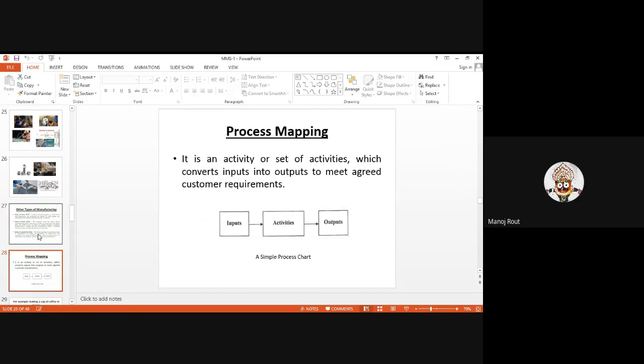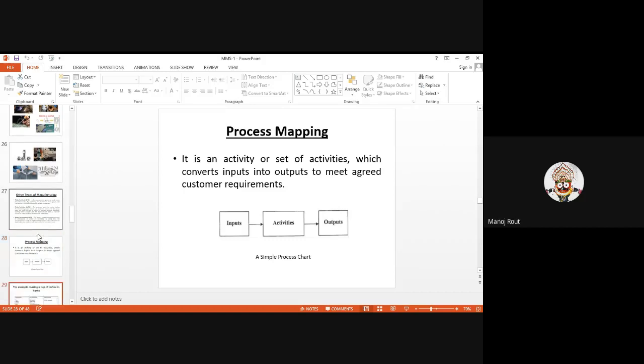The next topic is process mapping. So what is the need of process mapping? As you know, in every kind of manufacturing process there are a number of activities. To improve the quality of the product, you need to go for process mapping. The definition: it is the activity or set of activities which convert input into output to meet every customer requirement. In a simple process chart, inputs are directly inserted into the activities and the activities provide the output. That is the concept behind process mapping. Going to the next slide.